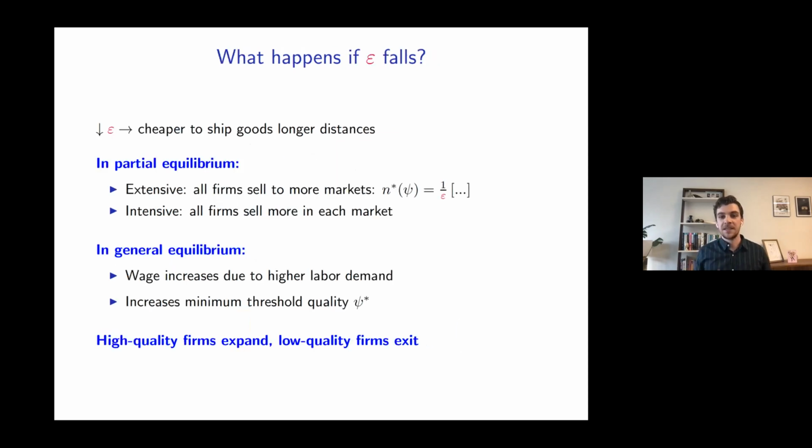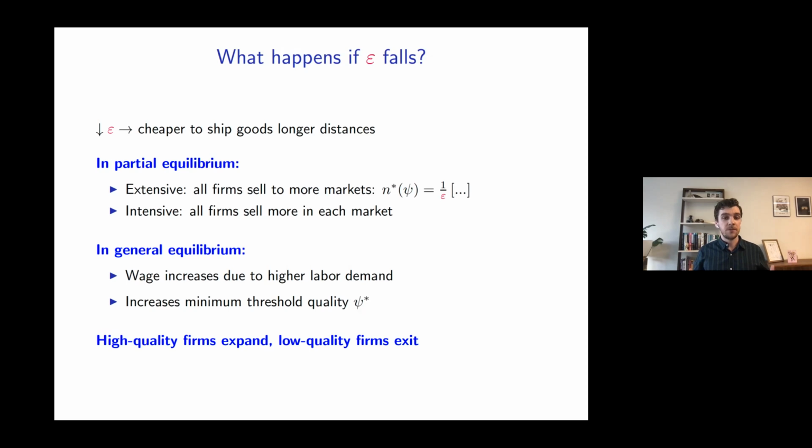And then maybe one last piece to cover the broad mechanics of the model before we go into the calibration is, well, what happens if epsilon's falling, right? If epsilon falls, it basically becomes cheaper to ship goods longer distances. Now in partial equilibrium, you've got two effects. There's an extensive margin: all firms are going to sell to more markets because it's cheaper to do so, so N star is going to fall conditional on C. And then there's an intensive margin effect where all firms are going to sell more in each market, just because this is like a reduction in marginal costs.